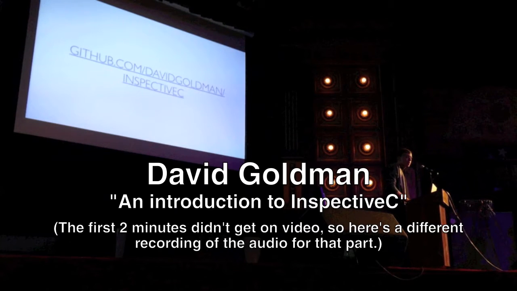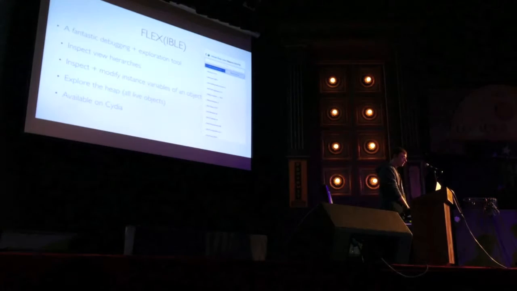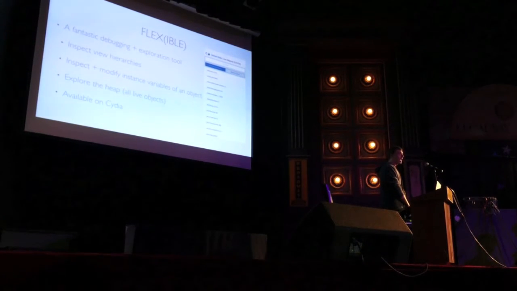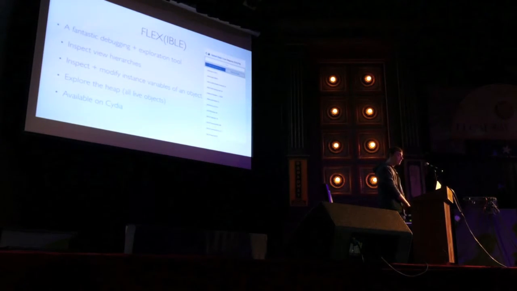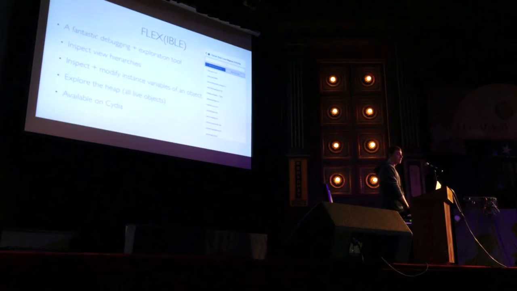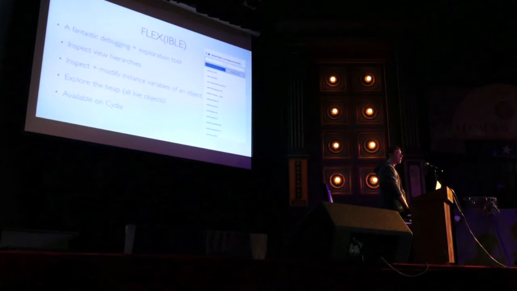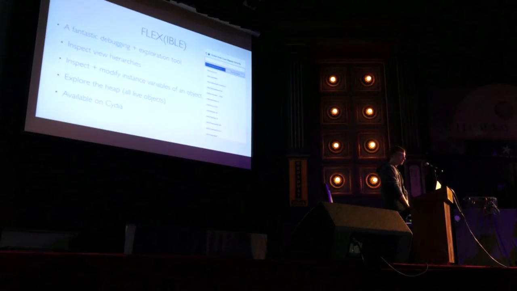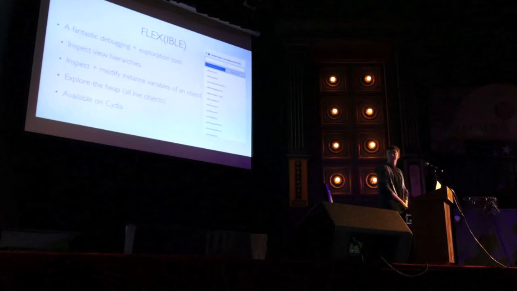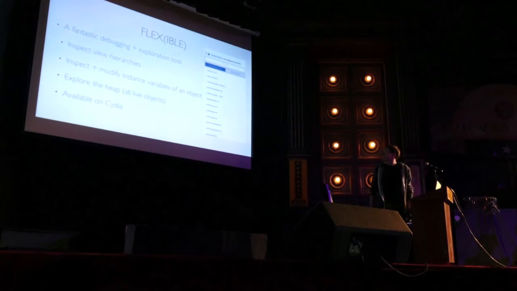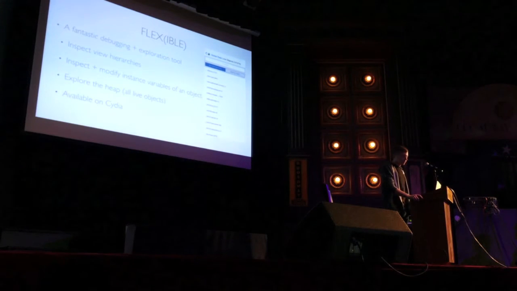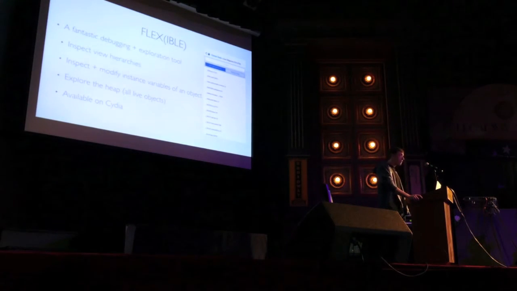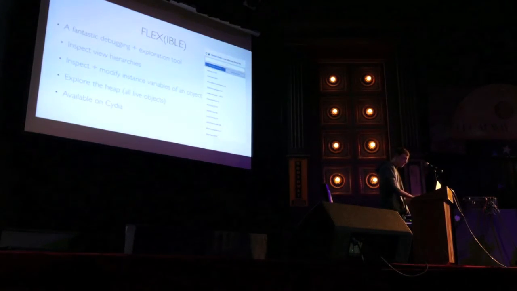Next thing, my personal favorite tool is called FLEX. This allows you to do a lot of fancy things at runtime. You can basically inject into an app and view the entire view hierarchy, view by view. You can also inspect and modify instance variables on an object. Basically check out an object, see what methods are on it, and basically call them. You can also explore the heap, which is the image there to the right. You can't really see it, but it's listing all the objects in the current process. I think it's SpringBoard. And this is available on Cydia for free.